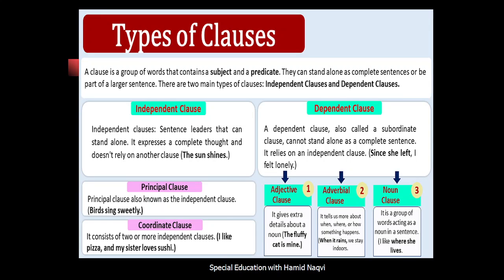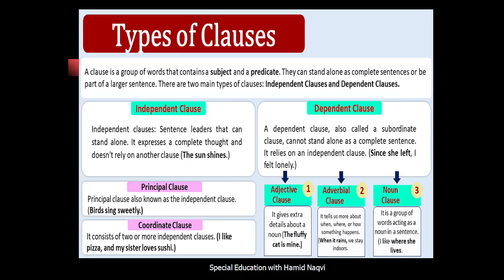Now, it is independent because it expresses a complete thought. We can call this a main clause also. We can call it a principal clause also. And there are three types of dependent clauses. There are three types of dependent clauses.